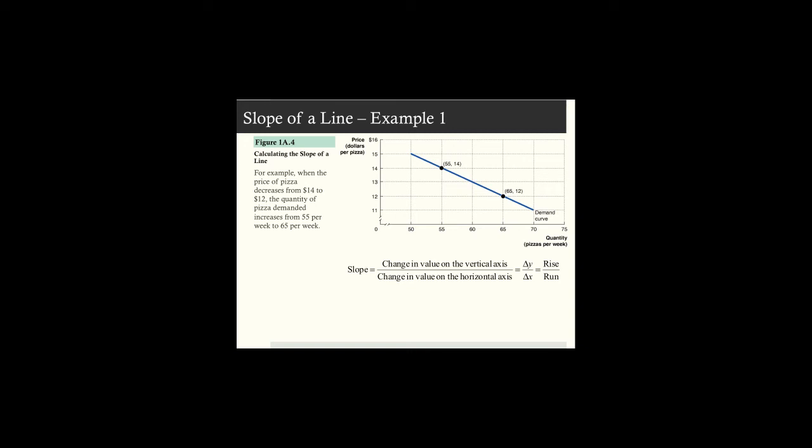Remember, the slope is equal to the change in the value on the vertical axis, that change in y, divided by the change in value on the horizontal axis, that change in x. Therefore, in this example, the slope is equal to the change in the price of pizza, which is 12 minus $14, which is equal to negative 2, divided by the change in the quantity demanded of pizza, which is just 65 minus 55, or 10. So, we can say that the slope of this line equals negative 2 divided by 10, or negative 0.2.